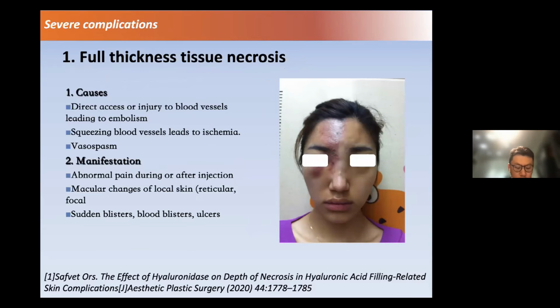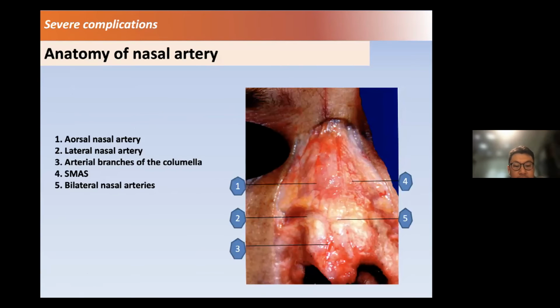The main causes of this complication include direct access or injury to blood vessel leading to embolism, and squeezing blood vessels leads to ischemia and vasospasm. And this picture is the anatomy of a nasal artery, and anatomic familiarity is an important basis for avoiding this complication.